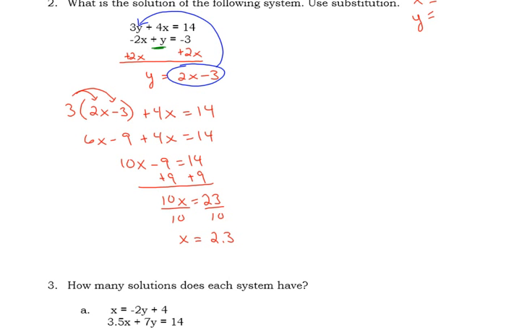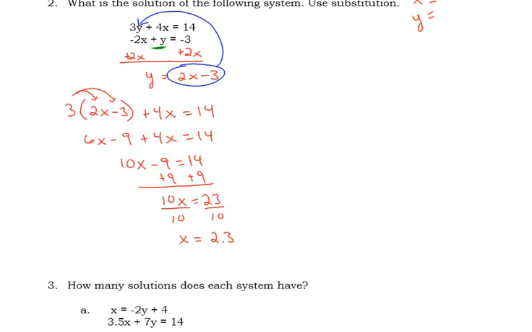Now remember, we're looking for an ordered pair. We don't want just the x. We have to find the point of intersection. So what we need to do now is go back and figure out what the y value would be for this ordered pair. When you're looking for the second variable, you can use either of the two original equations or the one that you transformed.